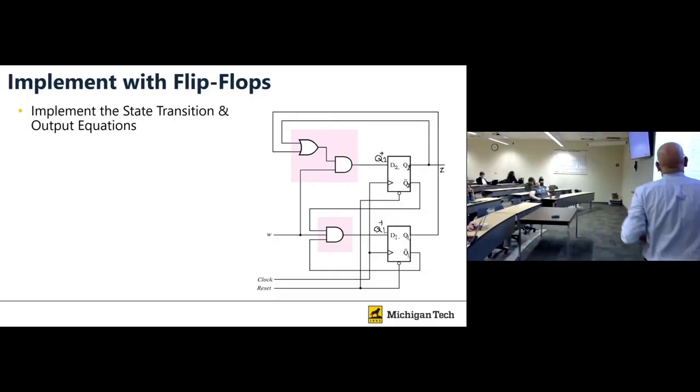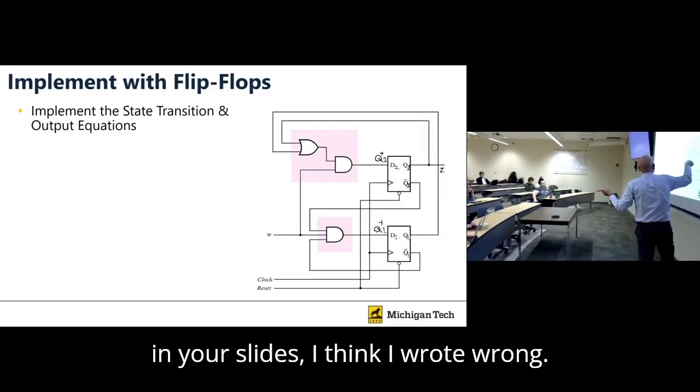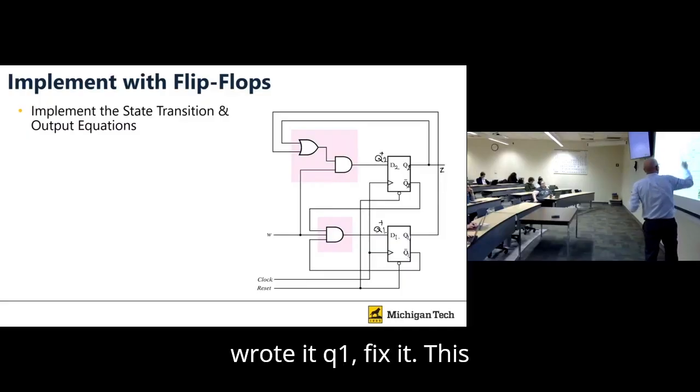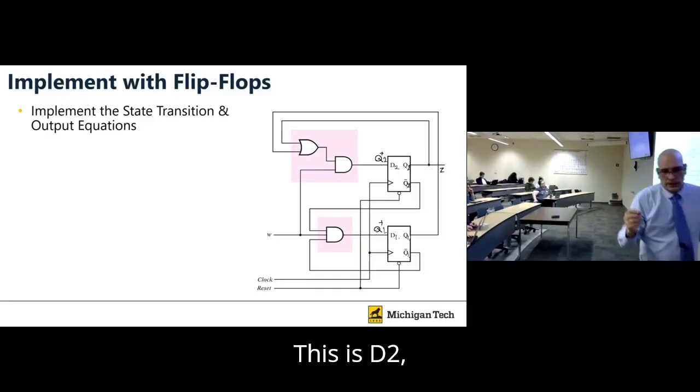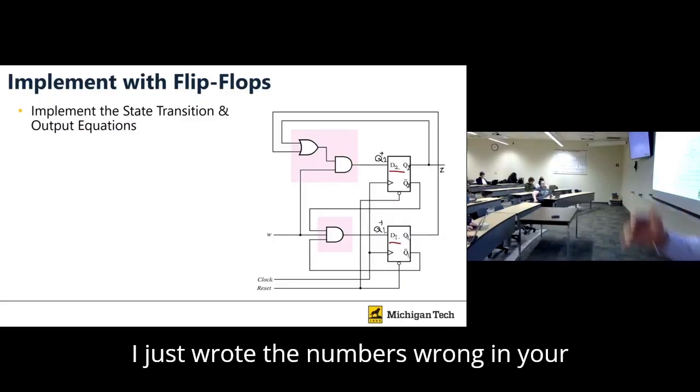Okay. I already designed it. So anyway, in your slides, I think I wrote it wrong. That's Q2. I wrote it Q1. Let's fix it. But this is the correct one. This is D2, and this is D1. This is the correct one. I just wrote the numbers wrong in your slide.